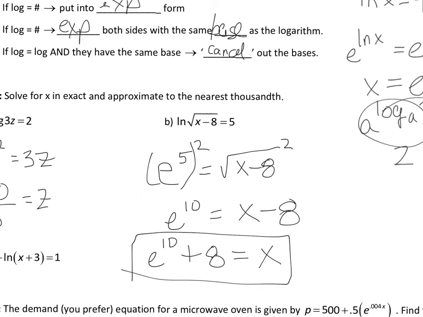You could have also originally taken this half exponent, moved it in front, and then multiplied by 2 on both sides, and then raised it: e to the 10th equals x minus 8. You would have gotten the same thing.